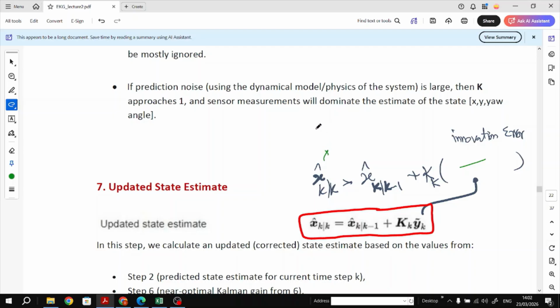This notation is the same as when we write it like x hat k plus, right? Sometimes we write it like this. Sometimes we write x k given k. So it is the same thing. Different books use different notations. Some use this notation, some prefer this notation, but the meaning is the same.